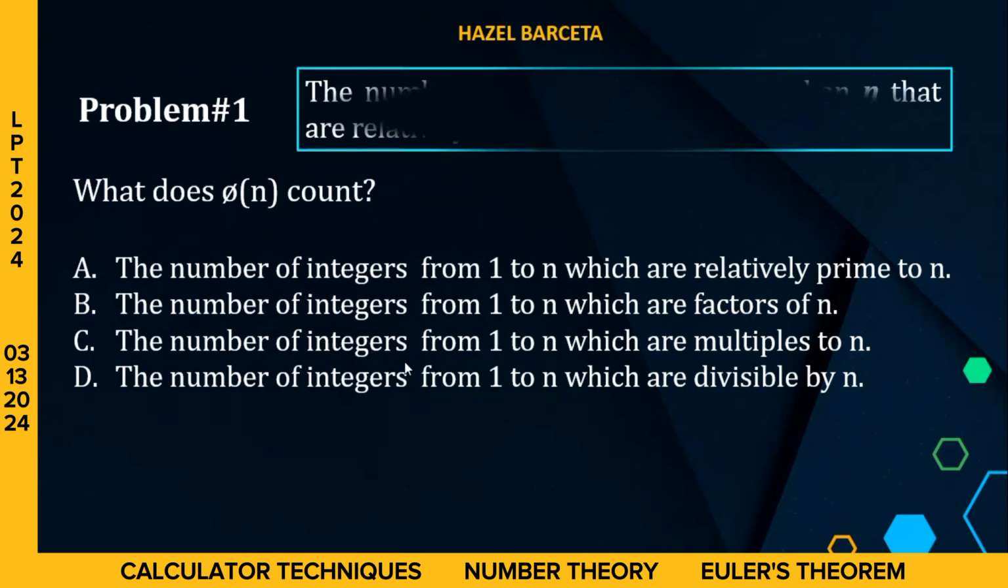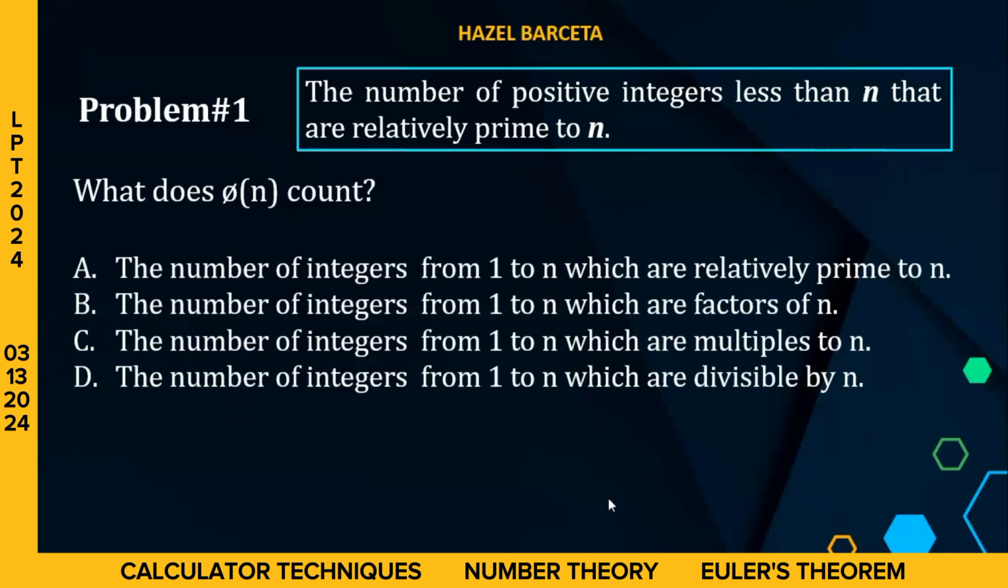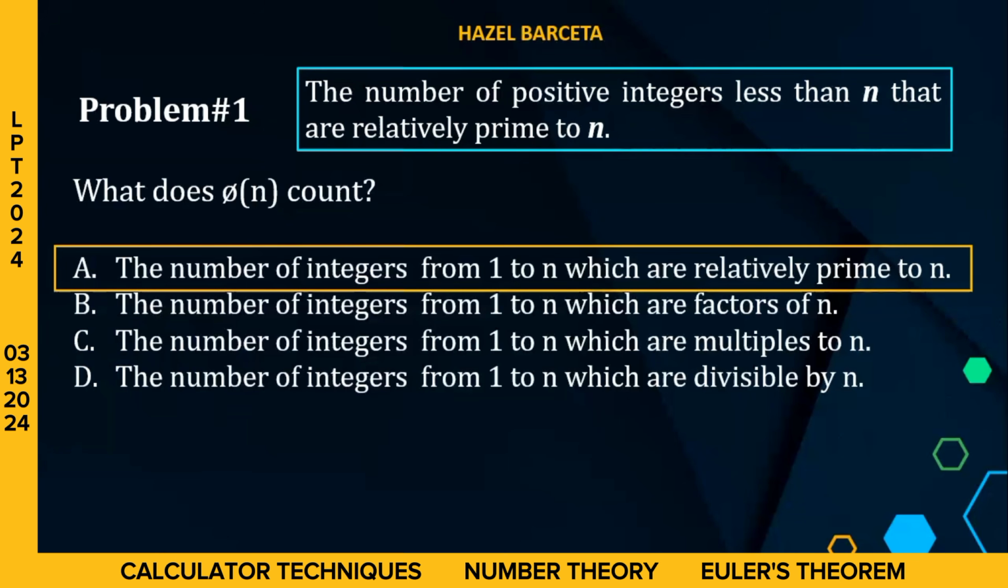So, recall po natin ang ating definition. It is the number of positive integers less than n that are relatively prime to n. So, tama po na relatively prime to n. Pero, meron po tayo ditong discrepancy kasi hindi po kasama ang n, rather less than n. Okay po? Pero, kung sakali po na ito ang lumabas sa ating actual board exam, ang sasagot po natin dito ay letter A. Hindi man po siya talaga ang tamang sagot, pero siya po yung pinakamalapit sa tama.